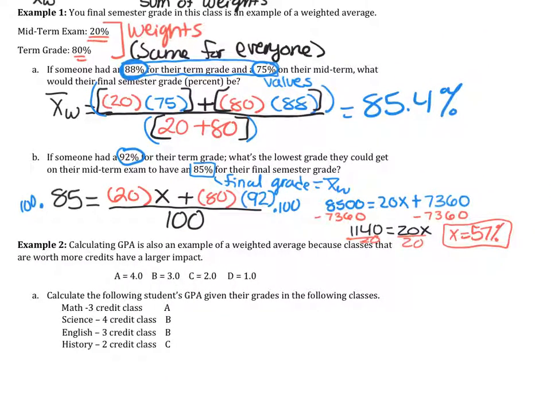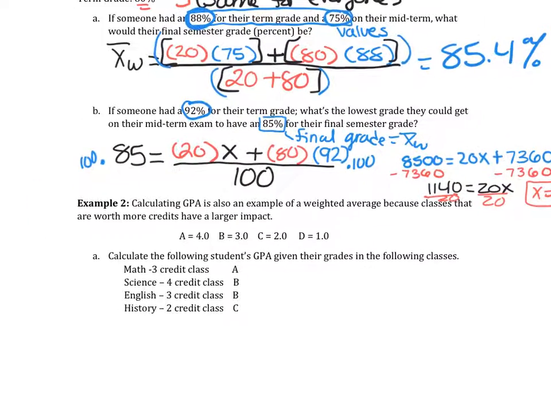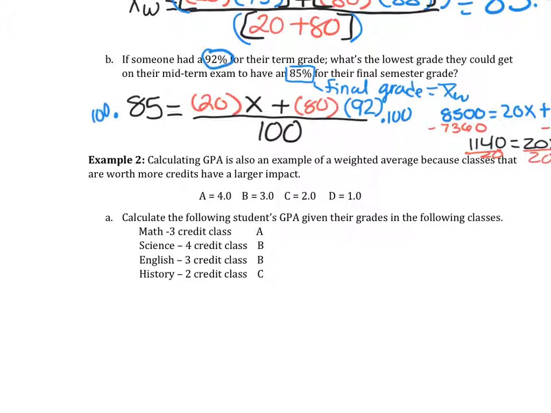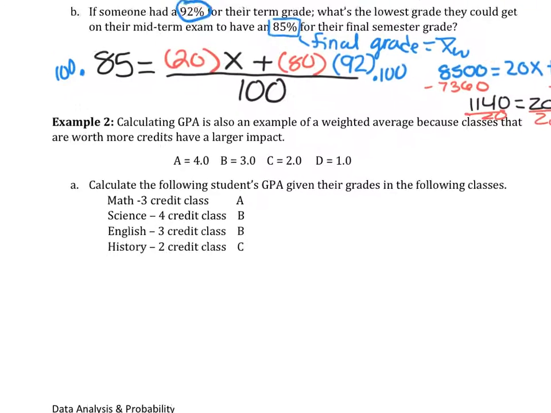Okay, so this is when our weights are all dealing with percentages, so that's how we do stuff here at South Lyon East. But for classes, however, GPA is determined using GPA points. So GPA is another example of a weighted average. Because classes that are worth more credits have a larger impact. This comes more into play in college. College classes are worth different amounts of credits. Here, all your classes are worth half a credit per semester. So not too much variation in this case, but in college it comes more into play.